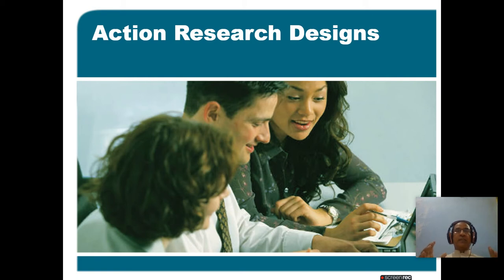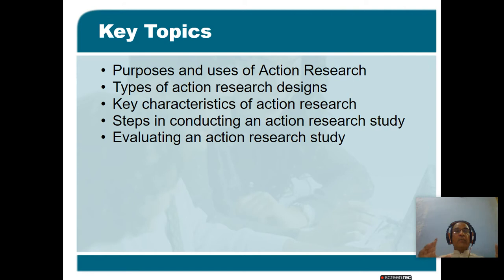Research is comprised of two words, re and search. So we have to find a new thing. Now we will discuss the key points of action research. The key points are: first, purpose and use of action research; type of action research design; characteristics of action research; steps in conducting an action research study; and evaluating action research design. Now we will discuss all these five points one by one.